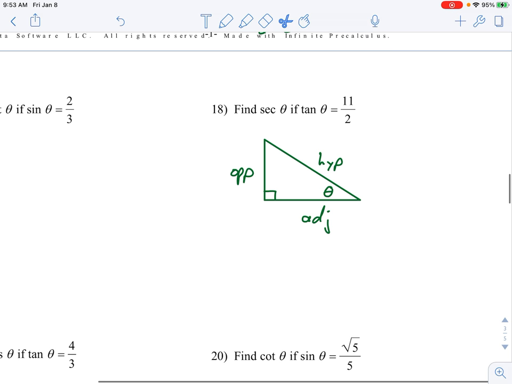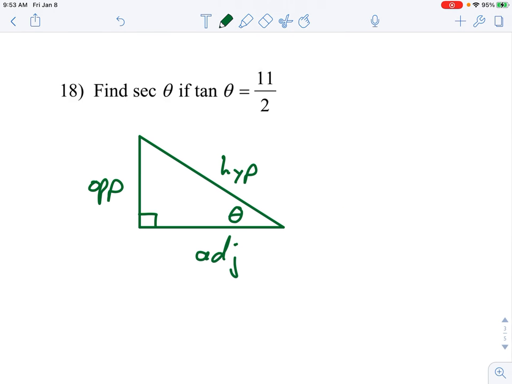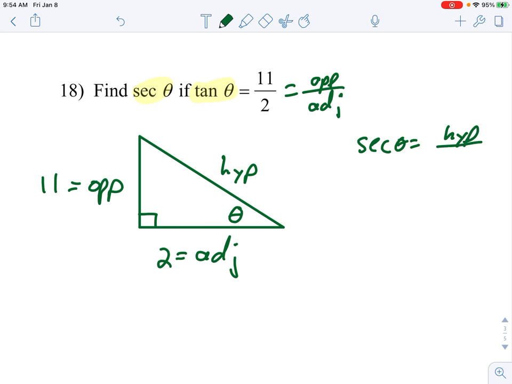Okay, so number 18, we are given tangent. So in other words, we are given SOHCAHTOA, opposite over adjacent. We are given the opposite and the adjacent. So the opposite is 11, the adjacent is 2. We are asked to find secant. Secant of theta is hypotenuse over adjacent.